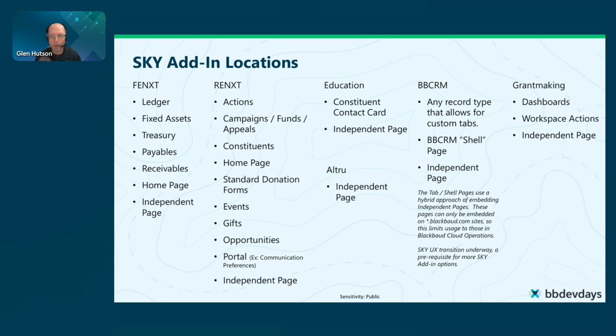There's actually an example in the showcase which Heather put out there that shows how we allow people who access the donor portal in Razor's Edge NXT to update their communication preferences. We have an example of an add-in available for the portal that you can adapt to allow people to log in and update their communication preferences. Education and the constituent contact card have that. We have some options for Blackbaud fundraising, enterprise fundraising CRM, and we just added a few for grant making.